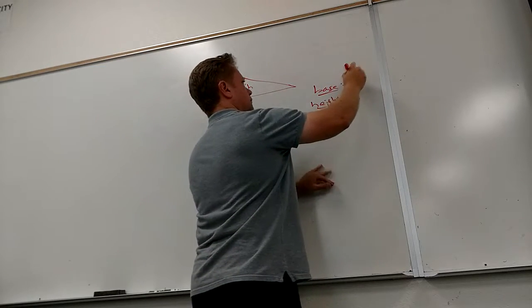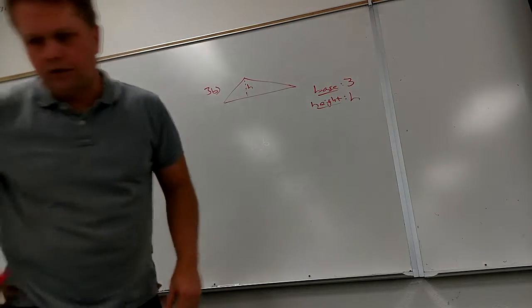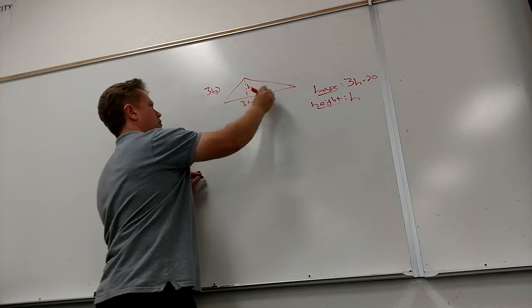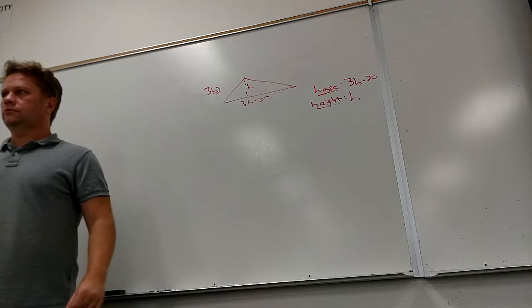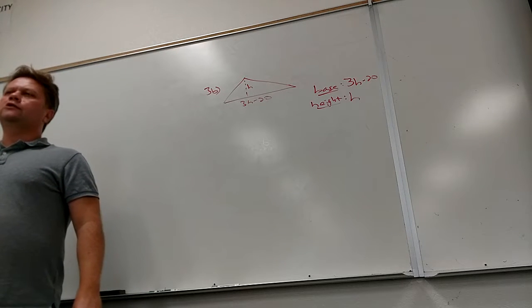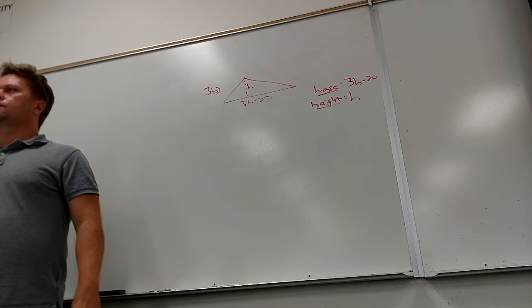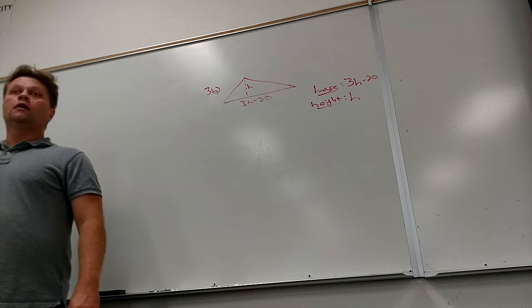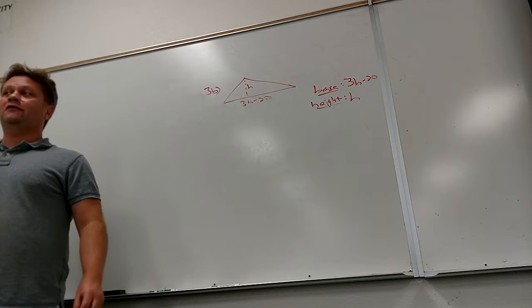3h minus 20. Or you can call the height x, that's fine, whatever you want to. Doesn't matter what symbol you use. Now what's the area of a triangle? What's the formula? It's half height times base.